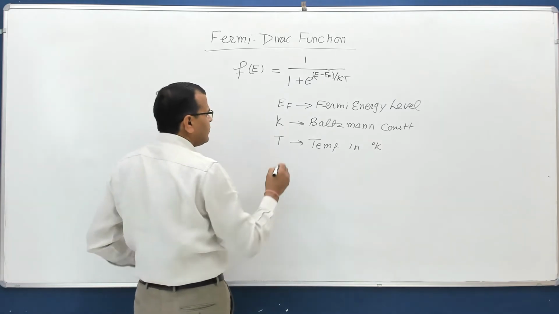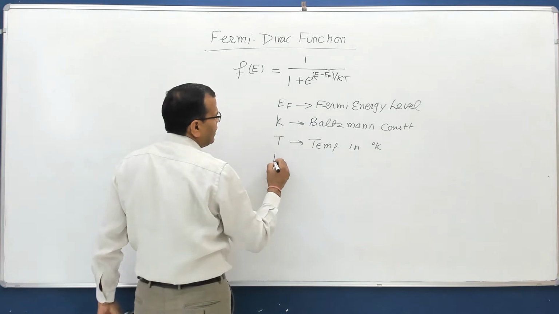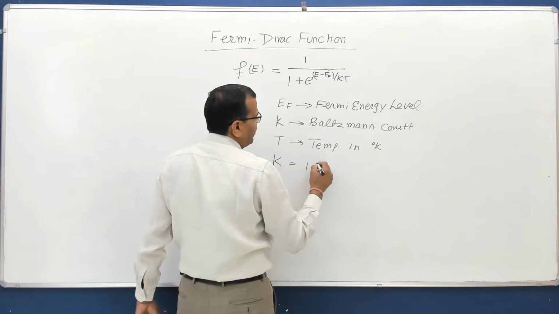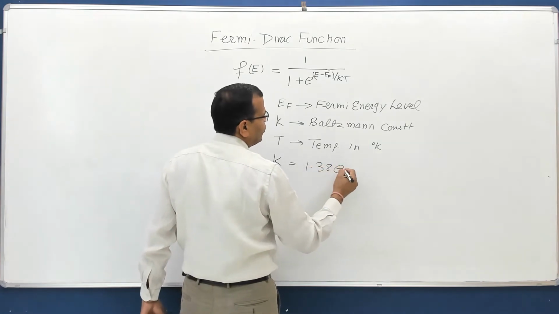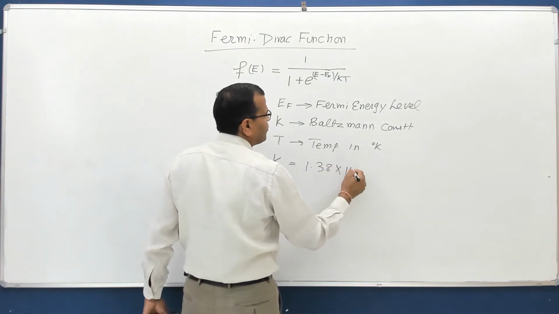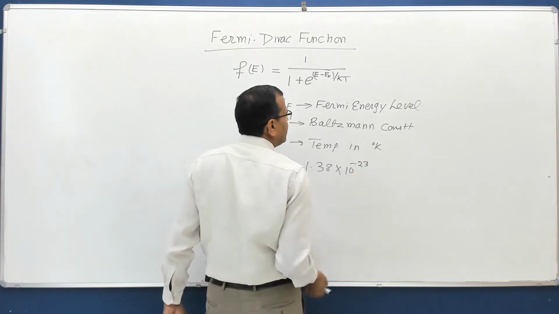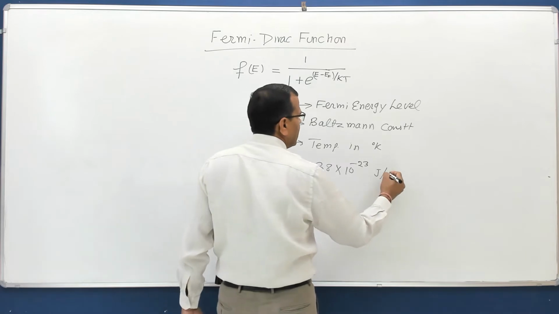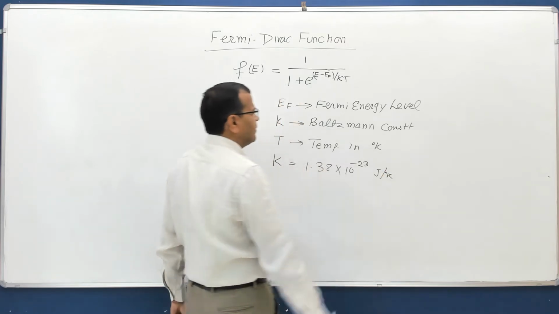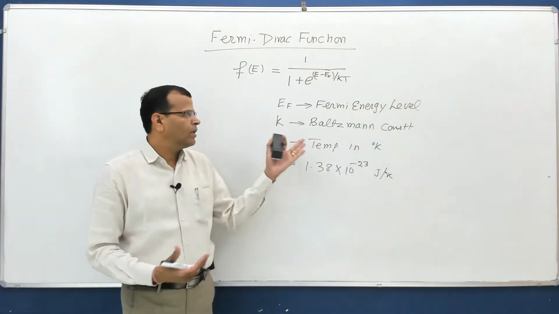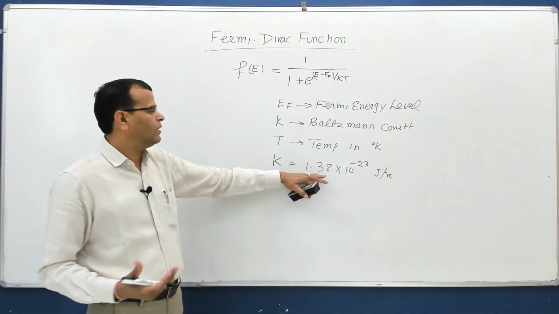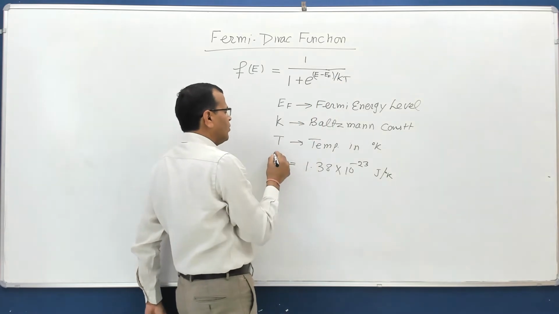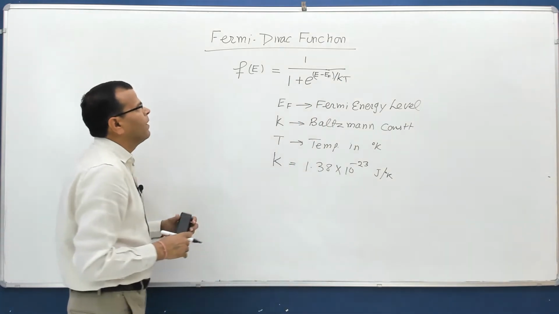Here k is basically 1.38 into 10 raised to power minus 23 joules per degree Kelvin. You can just remember, otherwise if you have numerical, it is always given to you. So this is nothing but small k, that is Boltzmann constant.